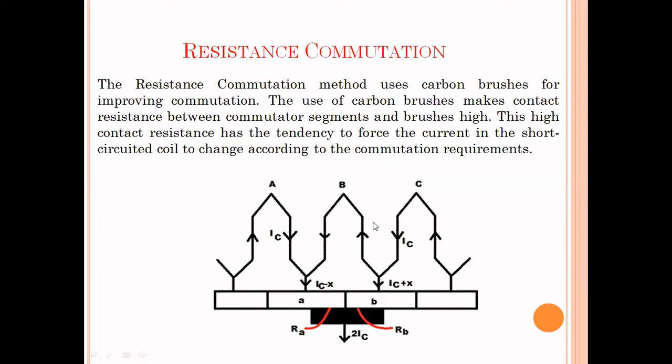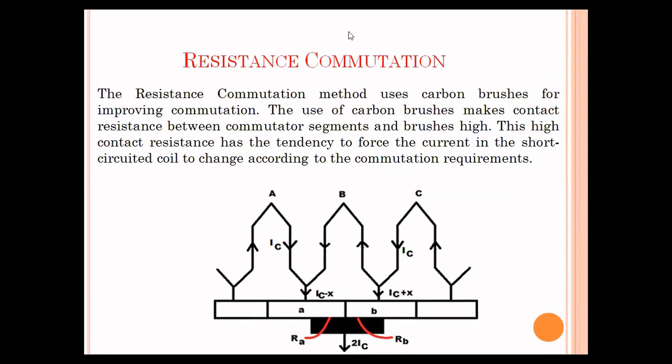And this period is sufficient to complete the reversal of the current. Hence, because of this high value of contact resistance, a minimum value of current passes through commutator segment B and maximum current passes through commutator segment A, and hence there is a reversal of the current through the short circuited coil by using this resistance commutation method.